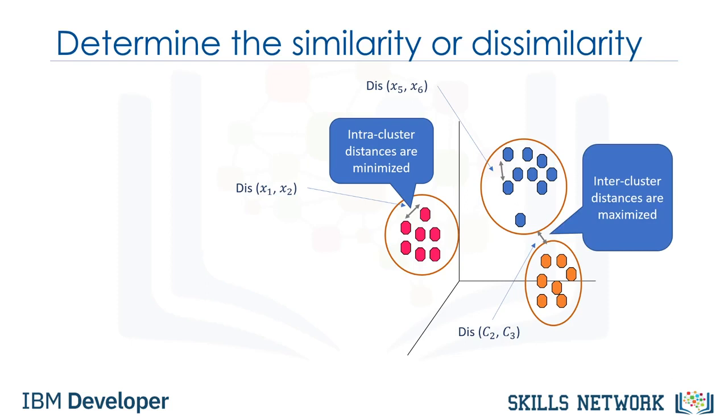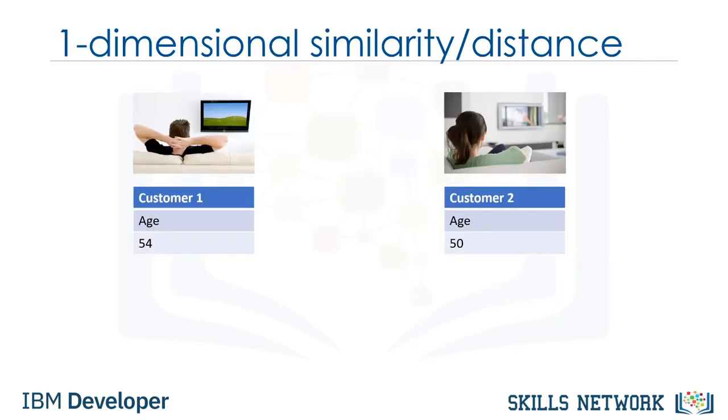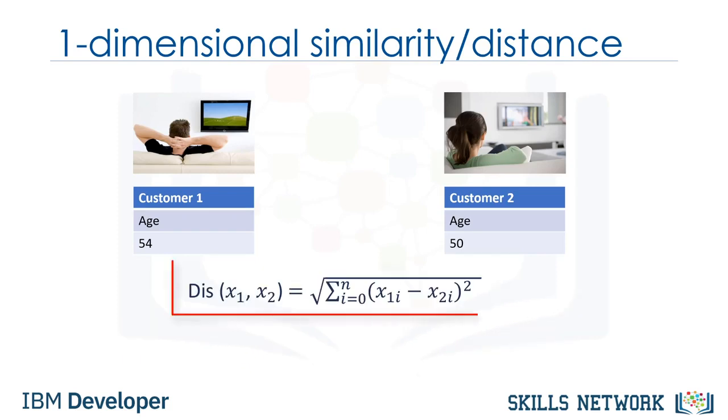Now, the question is, how can we calculate the dissimilarity or distance of two cases, such as two customers? Assume that we have two customers. We'll call them customer 1 and 2. Let's also assume that we have only one feature for each of these two customers, and that feature is age. We can easily use a specific type of Minkowski distance to calculate the distance of these two customers. Indeed, it is the Euclidean distance.